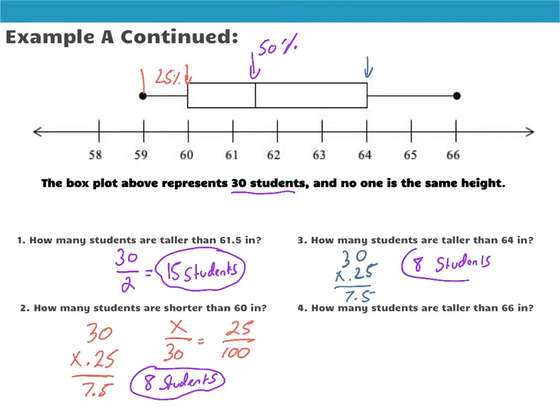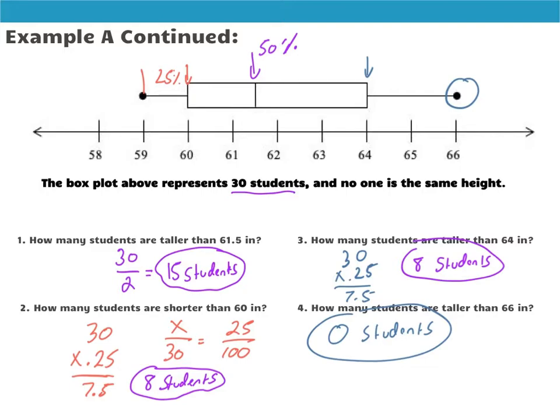The last question that we have here says, how many students are taller than 66 inches? We can see here that the upper extreme of our data is 66. So 0 students are going to be taller than the tallest person that we have in this class. So 0 students is the answer there because it's asking for a number that is taller than our upper extreme. So it cannot be correct.